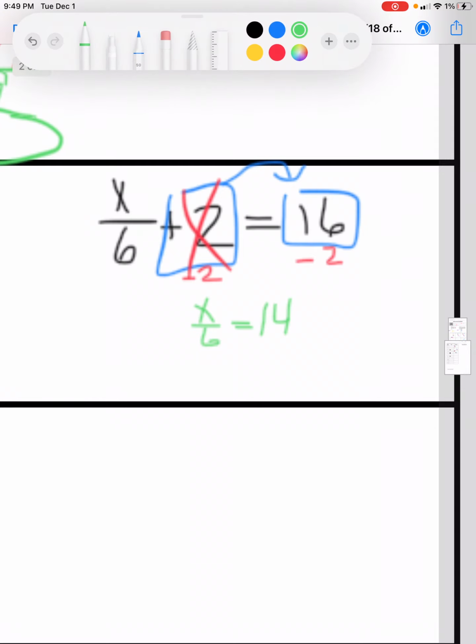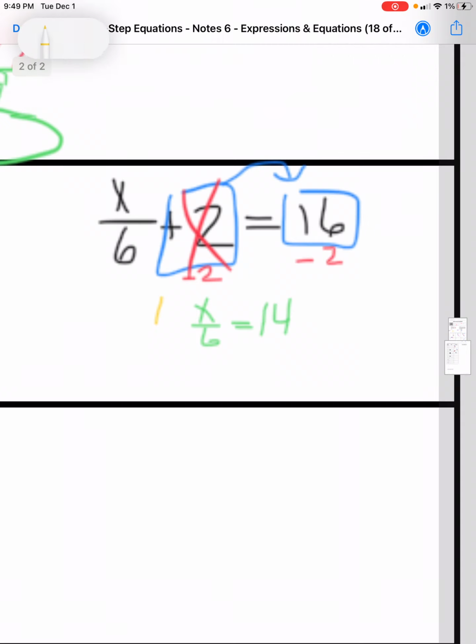Now what am I going to do? x divided by 6. So what is the opposite of that? Well, multiplication. Those cancel. I'm left with x is going to equal, yes, 14 times 6 is 84. Great job.